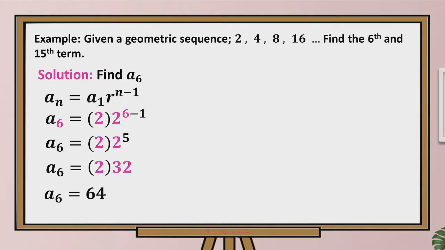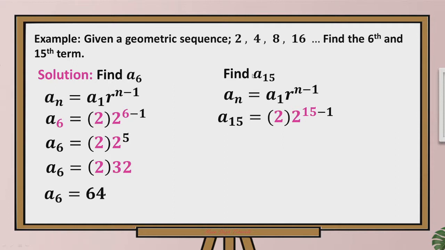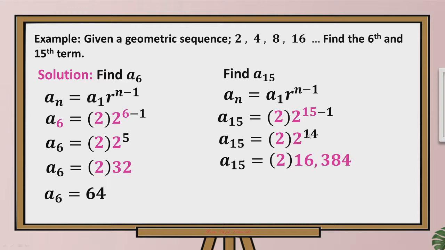The next one we will solve is the 15th term or a sub 15. Again, let us use the nth term function and substitute the values needed. Our n here is 15. Again, our a sub 1 or first term is 2. Our common ratio is still 2. And n minus 1 is 15 minus 1. Let us first do the exponent. 15 minus 1 is 14. And then 2 raised to 14, the result is 16,384.